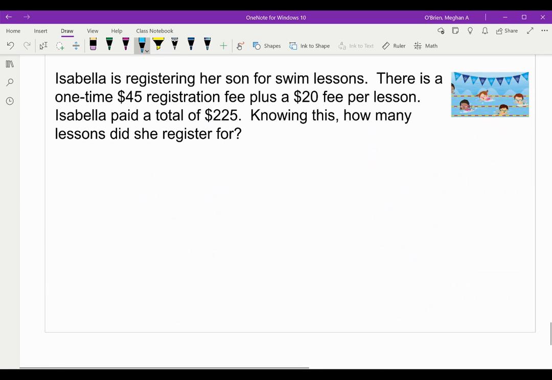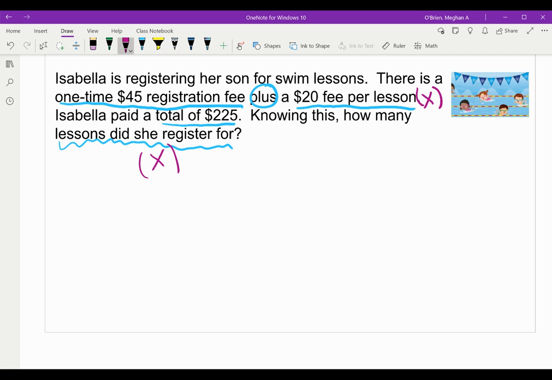And then we're going to end with writing an equation based on a story problem. It says Isabella's registering her son for swim lessons. There is a one-time $45 registration fee plus a $20 fee per lesson. Isabella paid a total of $225. Knowing this, how many lessons did she register for? So that is like my X, right? That's the question, that's the unknown. So how many lessons did she register for? And that appears right there in the story problem.